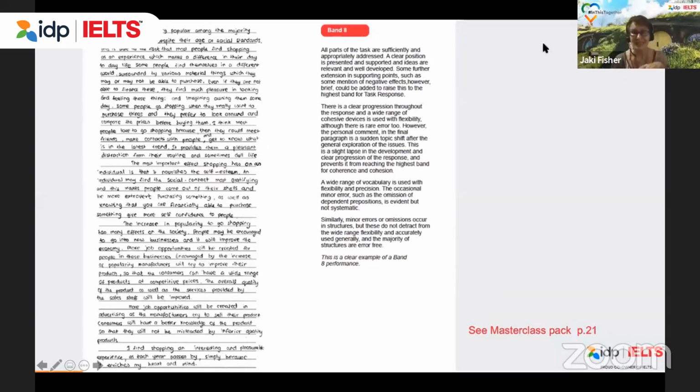How many sentences in each paragraph? It's not really like you have to count your sentences. It's more like each paragraph should be clear what it's about. Yeah, so the paragraph usually has a topic sentence like this. The most important effect shopping has on individual is that it nourishes the self-esteem. So we know that this paragraph is about the effect of shopping on individual, and there's the reason. And then they expand on that reason. So please have a look at this essay as a good example.